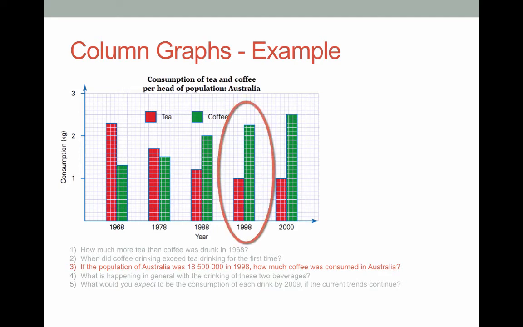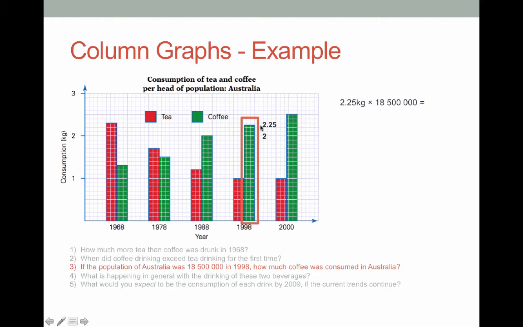Well, I want to look at 1998, but more specifically, just the coffee. I want to see how many kilograms of coffee is being drunk. Now, when I get up to this line here, that's 2 kilos, and you can use a ruler to see that more accurately. And if I look at how many boxes above that I got, 1, 2.5, that's 2.25 kilograms. So in 1998, per head of population for everybody in Australia, they were drinking 2.25 kilograms of coffee.